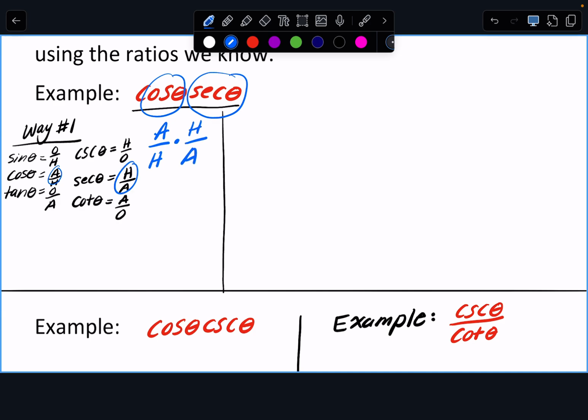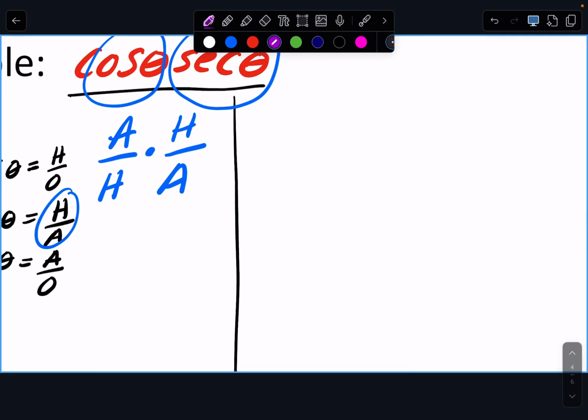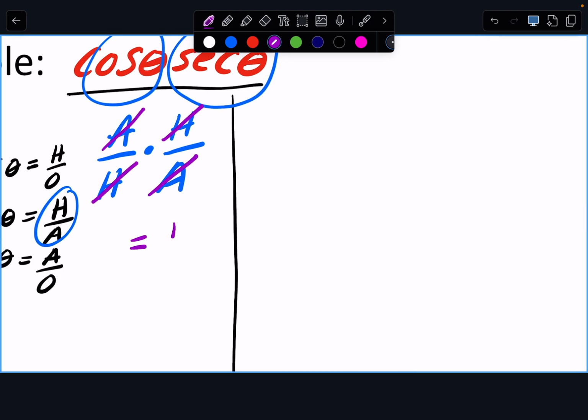H over A. Now from here, you're simplifying. This is basic algebra. It's not a trick. What's on top? A. What's on bottom? A. What's on top? H. What's on bottom? H. So what does that become? Nothing. 1. So that simplifies to be 1.